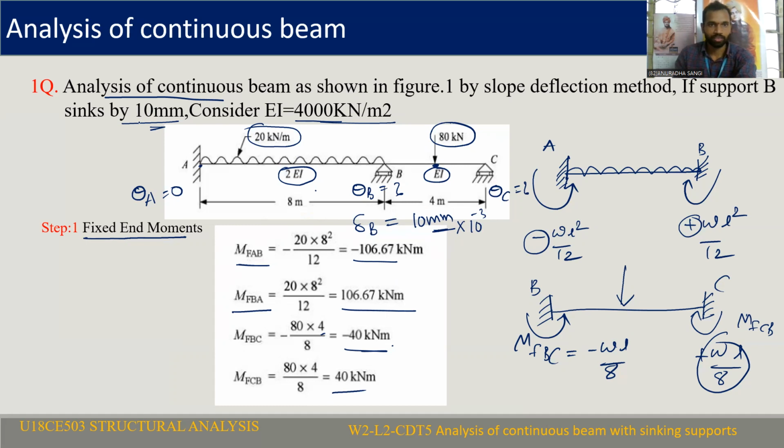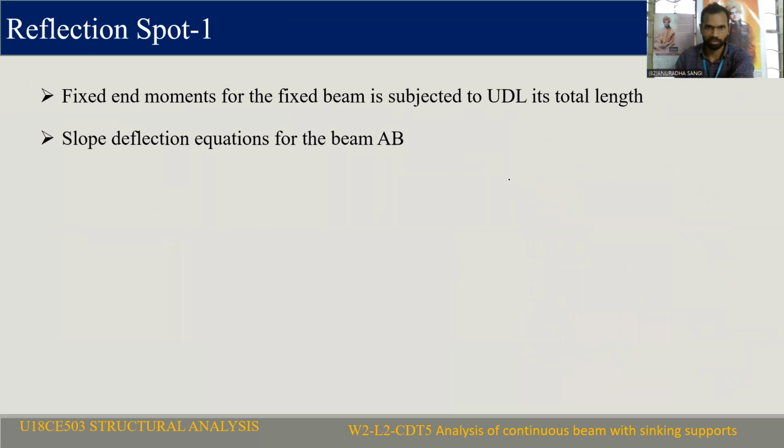So support B settles by 10 mm; this is the difference from the previous problem. Delta B is 10 mm. Delta A is 0, delta C is also 0. Only delta B is equal to 10 mm. You need to remember this.